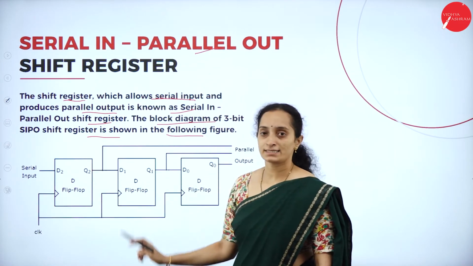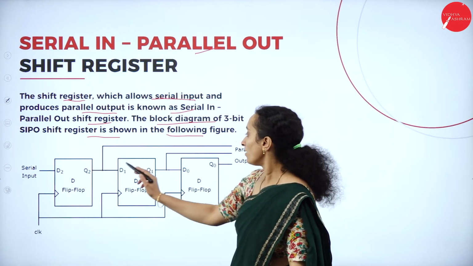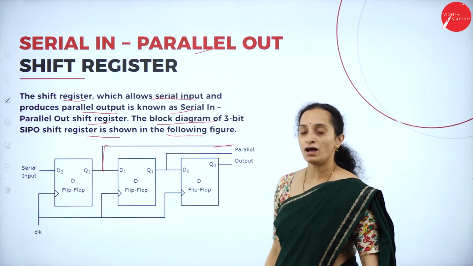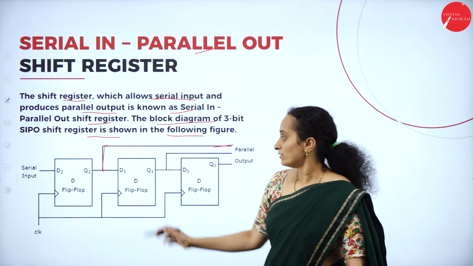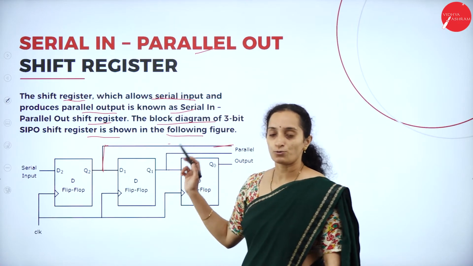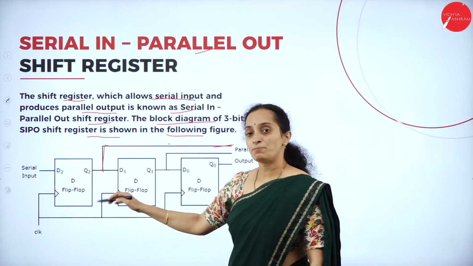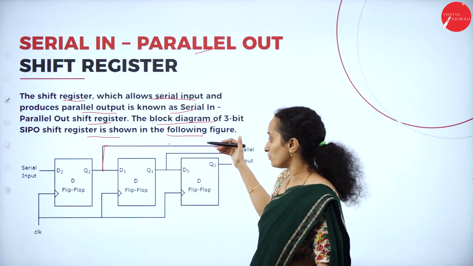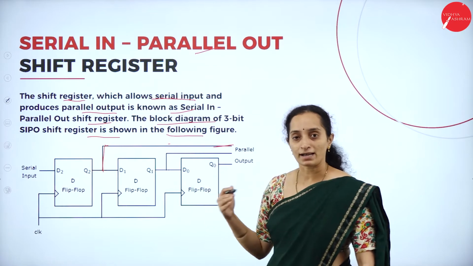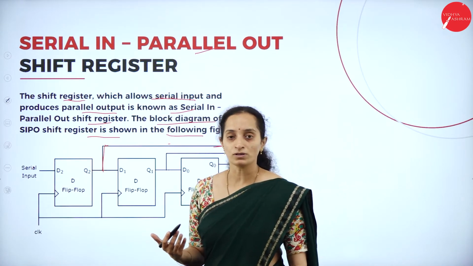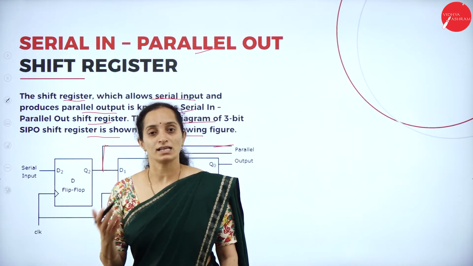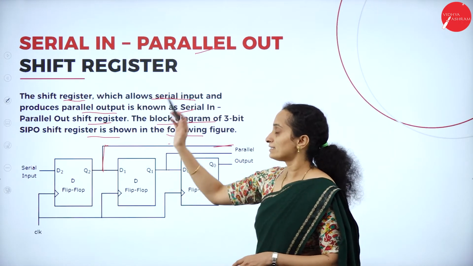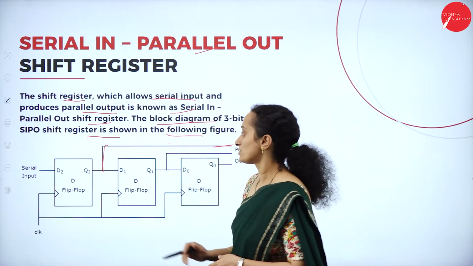Q2 is acting as an input to the next flip-flop. Along with that, this input is considered as one of the outputs. So this input acts as an output as well: input to the next flip-flop as well as output which is parallelly produced. Each flip-flop parallelly produces a separate output and acts as an input for the next flip-flop also. So, the output is acting in two ways in a serial in, parallel out shift register.